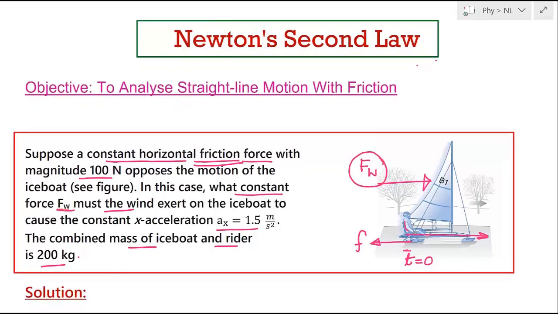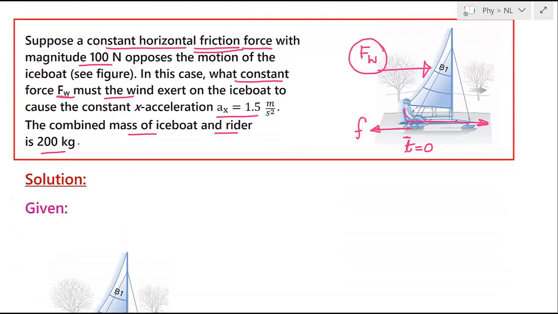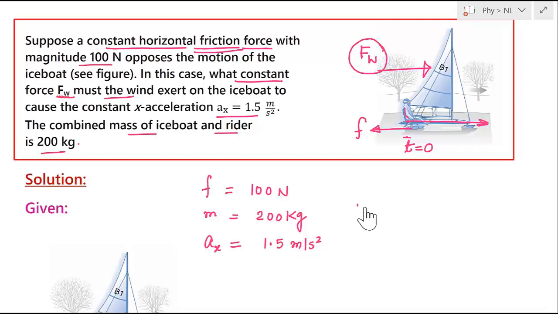So how will you solve this problem? Let us first write what are the things that are given. We have been given friction force magnitude, that is 100 Newton. Mass of ice boat plus rider, that is 200 kg. And we have been given the final acceleration in the x direction, that is 1.5 meter per second square. And we have to find the Fw, that is force due to wind.